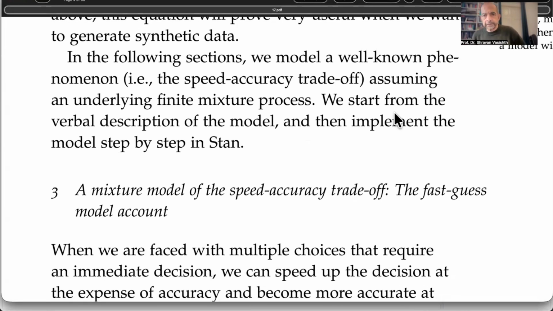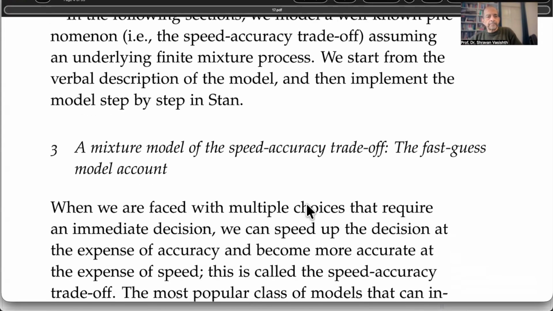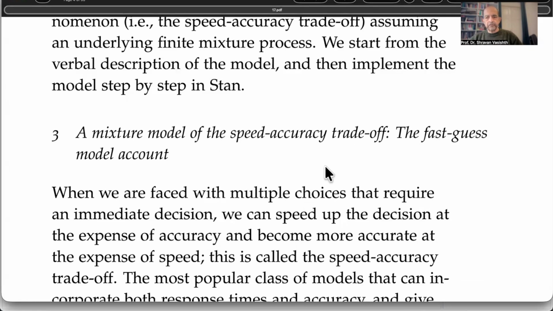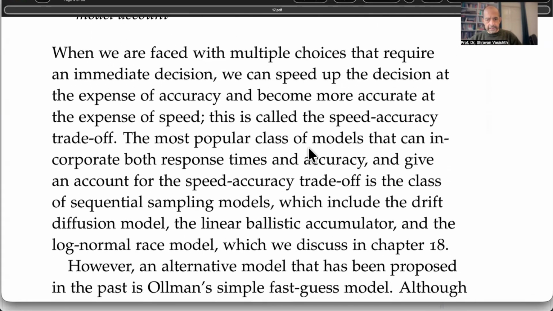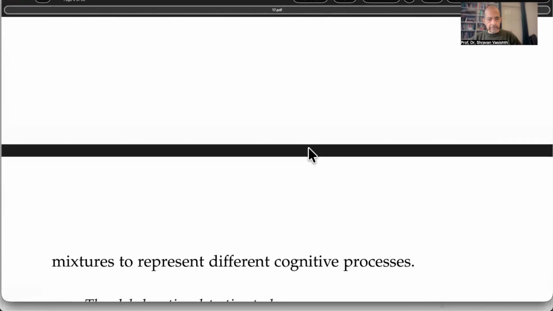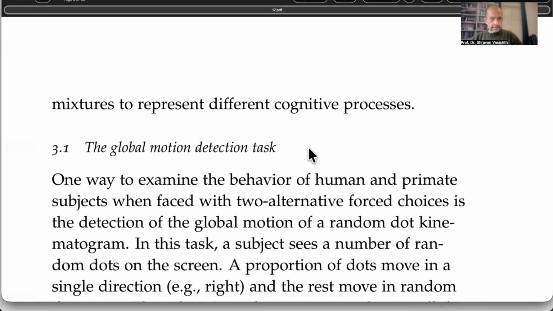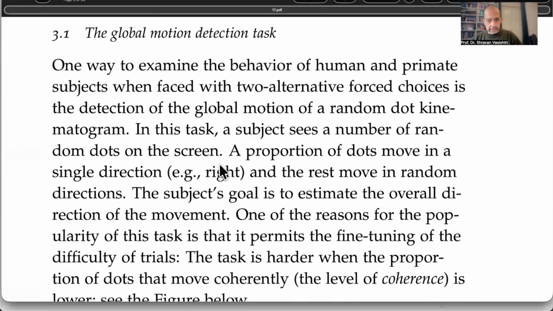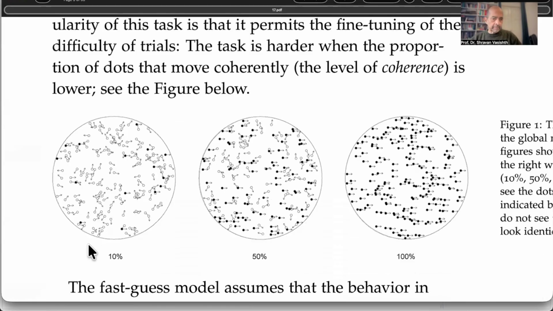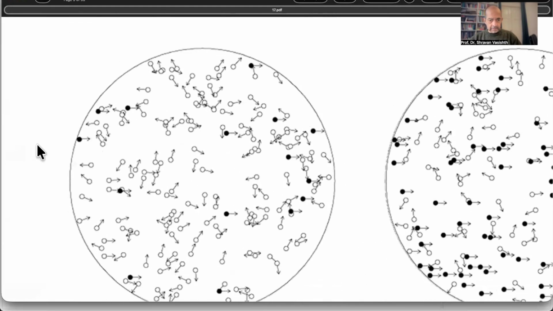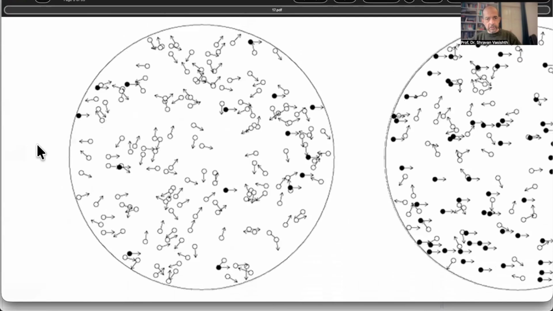So the example data set that we're going to work with is some data that involves a fast guess model. So the data looks like this, though the design of the experiment is like this. It's called the global motion detection task. And so what happens is that the participant might see something like this on the screen.